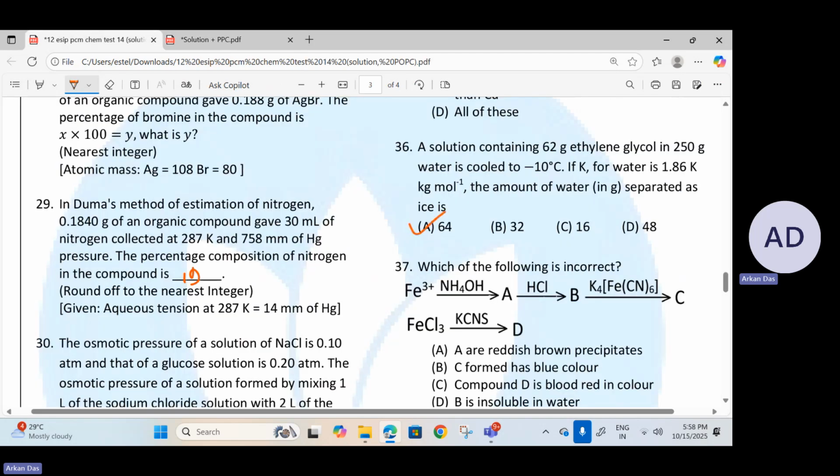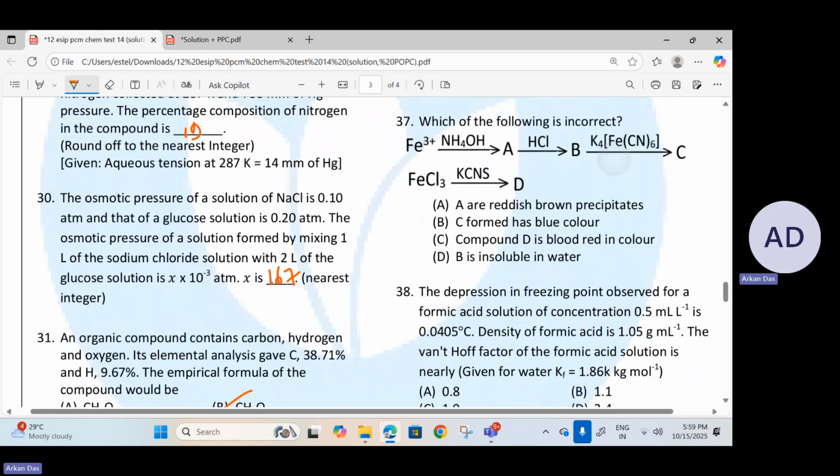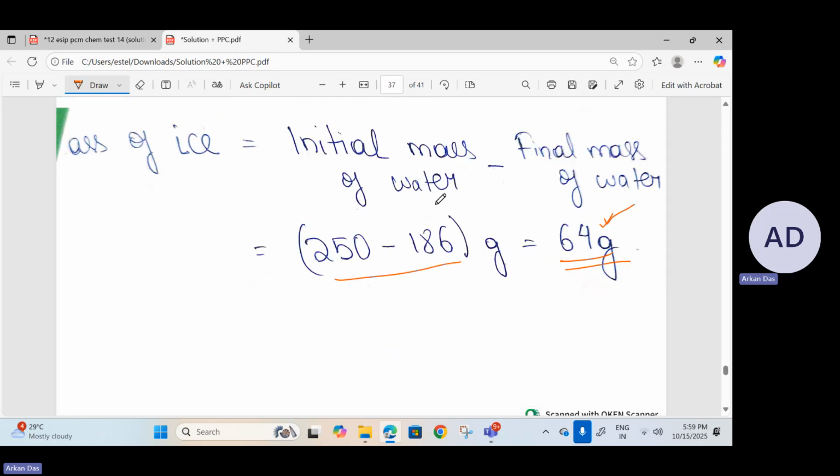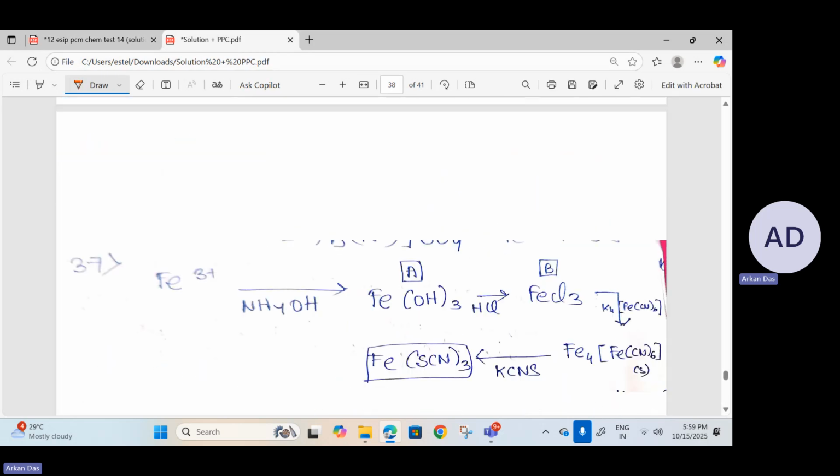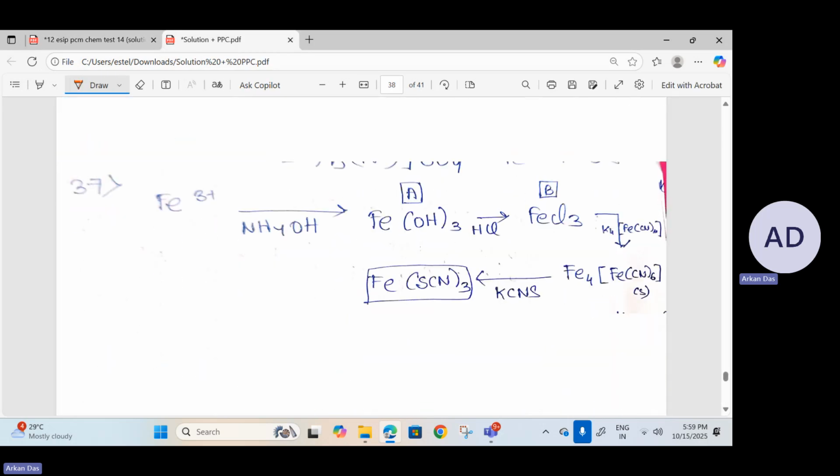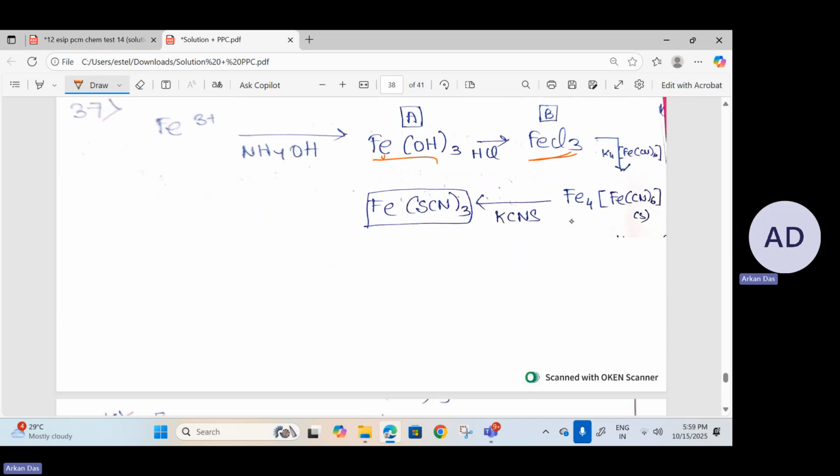So let's go for next. They are given some reactions and they are asking us about the coloration part. If you see the reactions, this is also principle for practical chemistry. When you react NH4OH with Fe3+, you get Fe(OH)3. On reacting with HCl, you get FeCl3. On reacting with K4[Fe(CN)6], you get Fe4[Fe(CN)6]3. And finally, when you react it with KCNS, you get Fe(SCN)3. So this is your final compound. Then they have given some statements. First of all, let us mark A, B, C, and the last one is D.